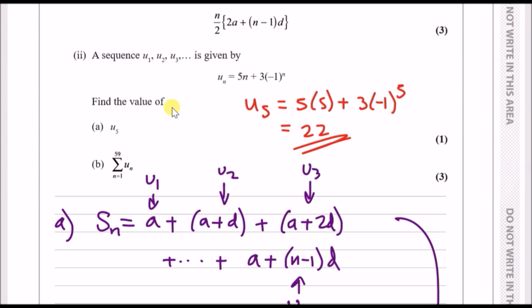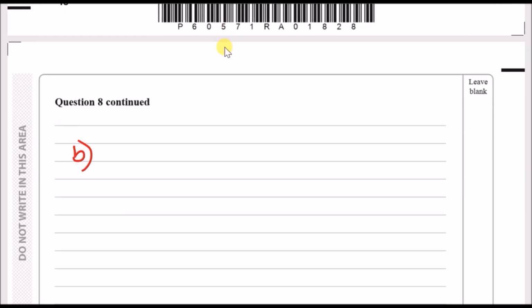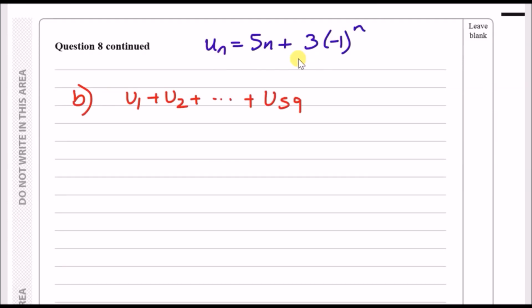Now also find the value of the sum. So this sigma means a summation, from u1 all the way up to u59. So in general, all that really means, guys, is that we need to find the sum of u1 plus u2 plus dot dot dot all the way up to u59. So to work out the sum of this, let's go ahead and plug in 1, then 2, and 3 and see what happens. So let's go ahead and find u1 first. And guys, I recommend you don't do this with a calculator for now.